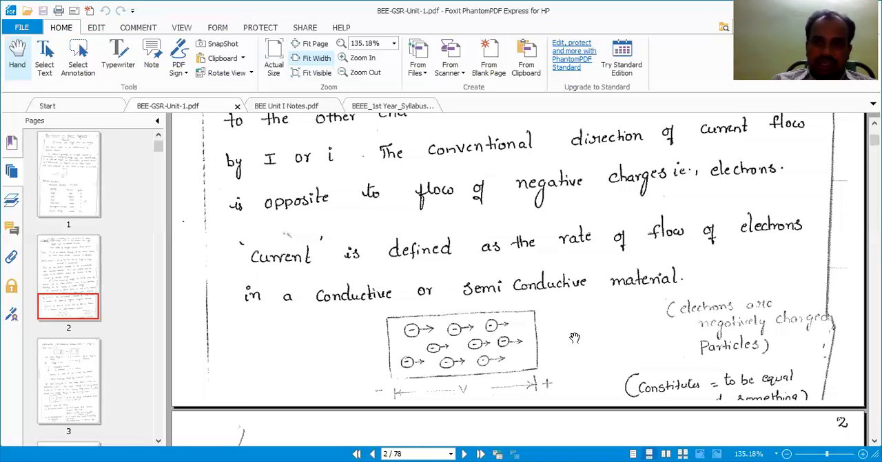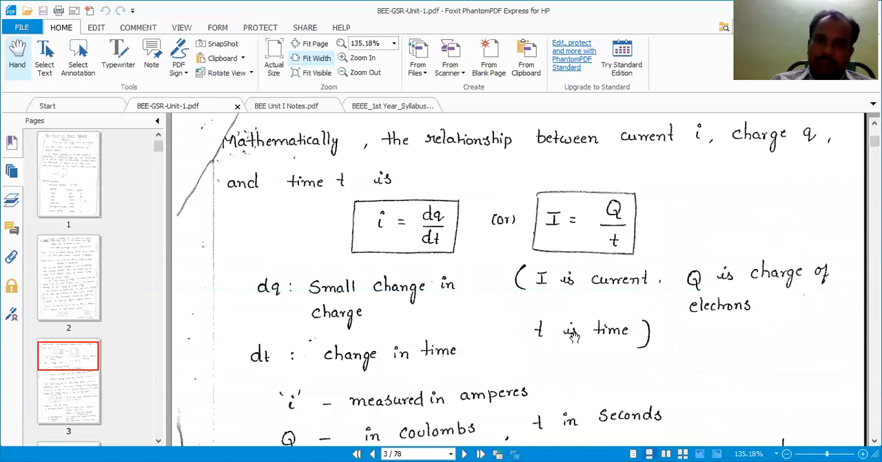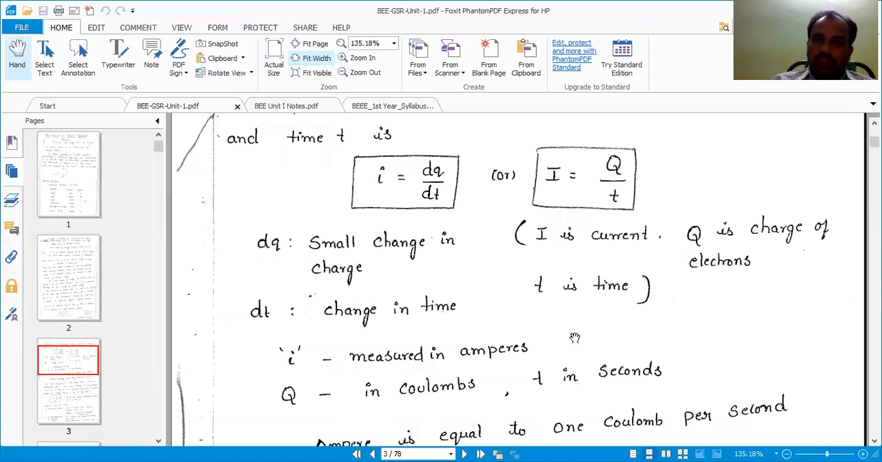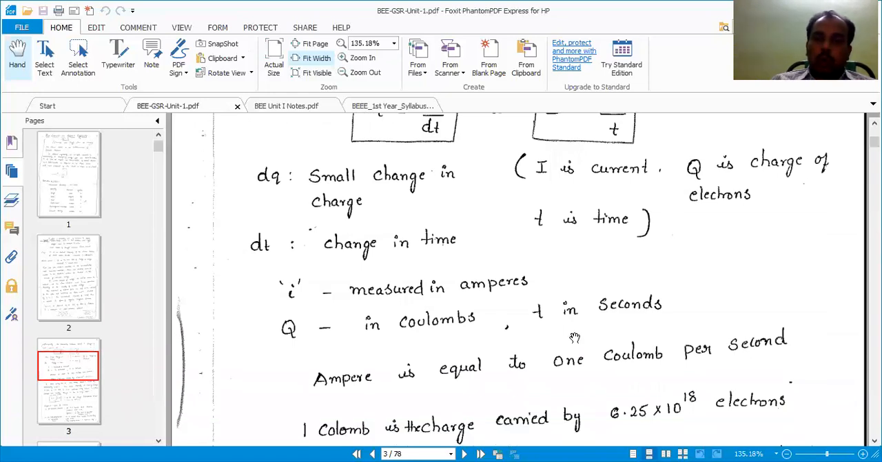The rate of change of charge is called current. Mathematically, the relationship between current i and time t: the rate of charge is called current, or dq by dt. Here dq means a small change in charge, and dt means a small change in time. So small i equals dq by dt, or capital I equals charge by time. The unit of current is the ampere. One ampere is equal to one coulomb per second.